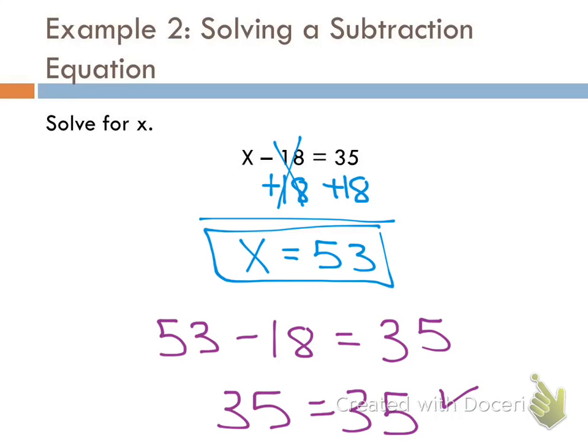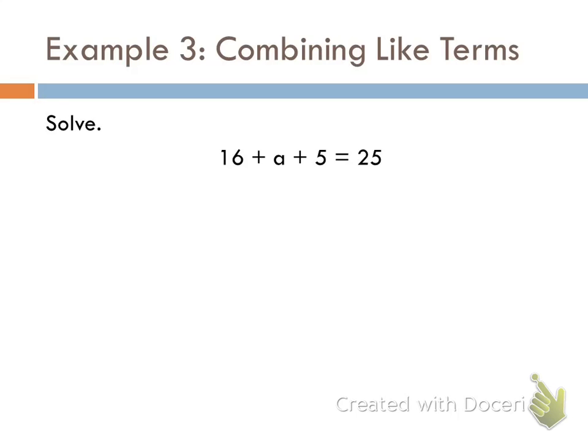Okay, now, what if I had a problem like this? Okay, so now I have 16 plus a plus 5 equals 25. Well, this one is different because on one side of the equation, do I have two terms that I could combine? Yes. What? 16 plus 5. So before I start moving numbers from one side of the equation to the other, I need to make sure that all of my like terms are combined. So 16 plus 5 is 21. 21 plus a equals 25.